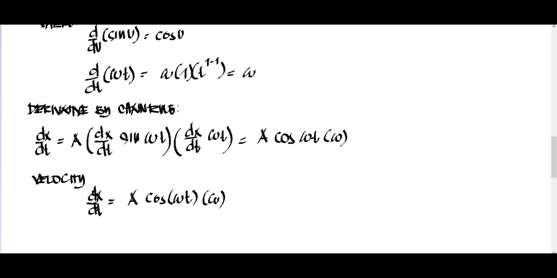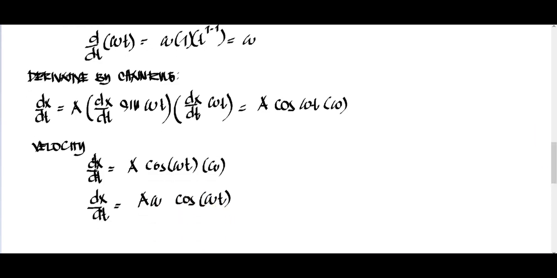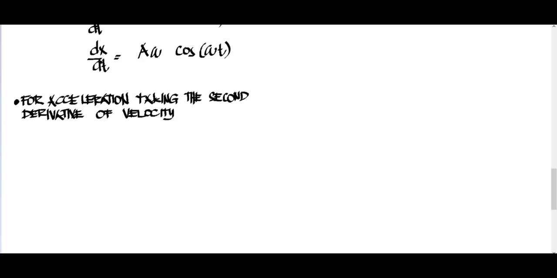Or we can rewrite it in this form. This is a times the angular velocity, then we have the cosine of angular velocity times time. Now for the acceleration of the mass, we take the second derivative of the velocity. So we do the second derivative.